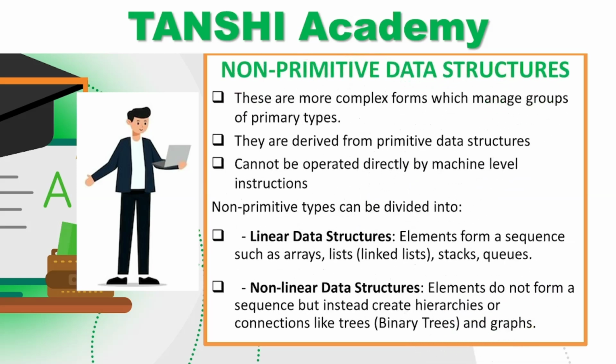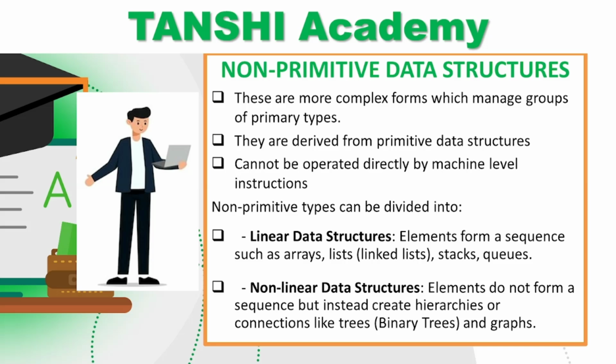Now, for non-primitive data structures, these are more complex forms which manage groups of primary types. So we are saying that they are derived from primitive data structures. To produce a non-primitive, which is also known as complex, you can derive them from primary types. We take note again, they cannot be operated directly by machine level instructions.